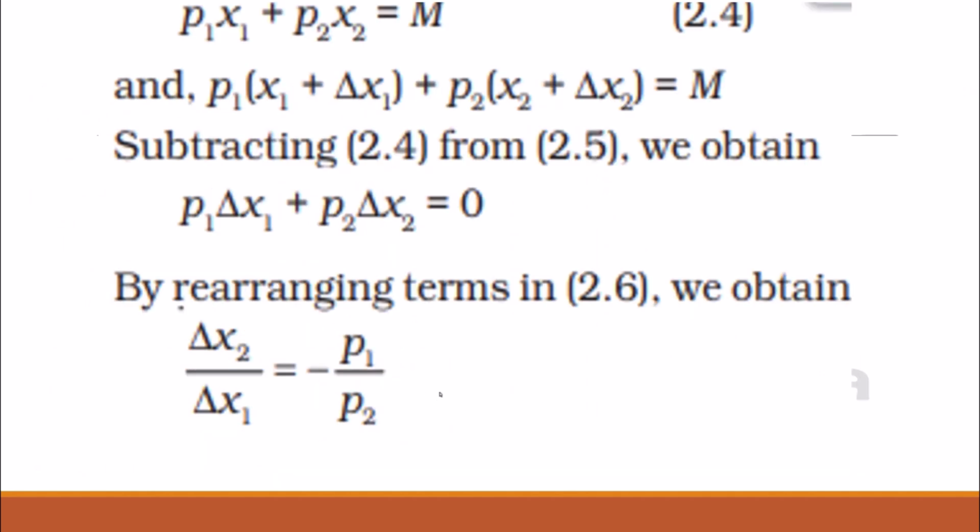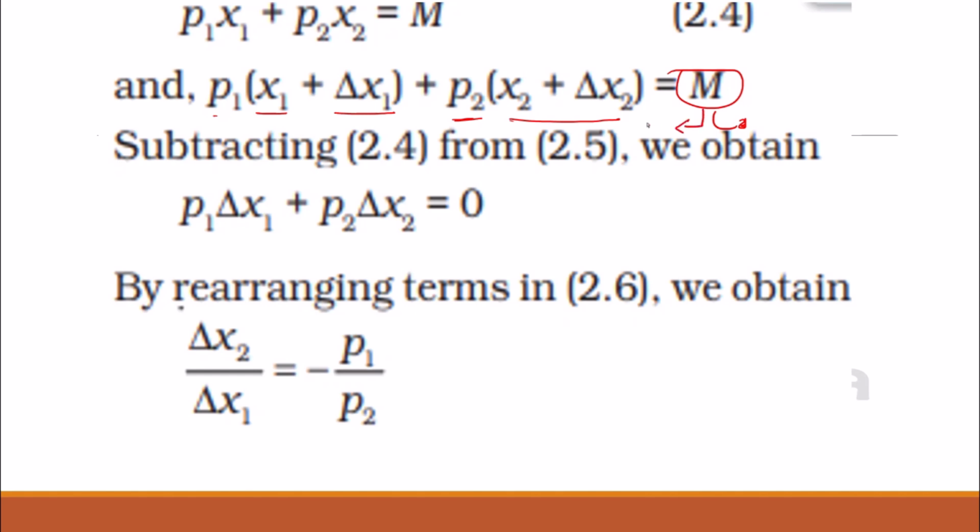So that means earlier we went for the equation p1 x1 plus p2 x2 is equal to m. That was the case. And regarding the second situation, we have to consider p1 into, instead of x1 you write x1 plus delta x1, and here you write p2 as given in equation 2.4. Then instead of x2 you write x2 plus delta x2, and that is equal to m. Now you have to subtract equation 2.4 from 2.5.